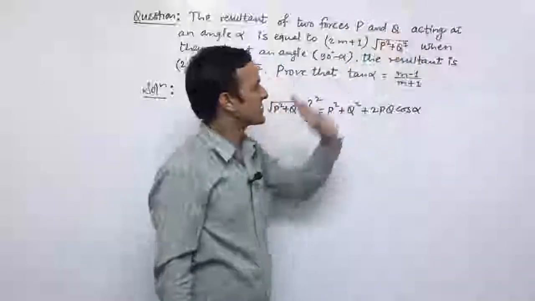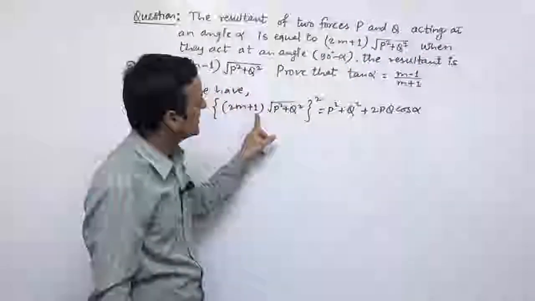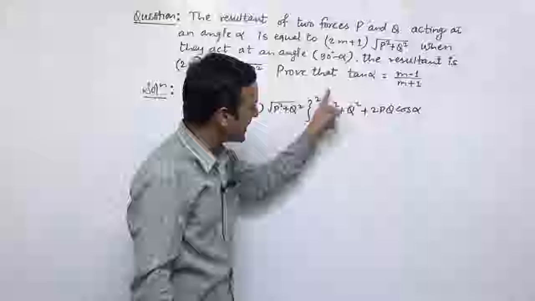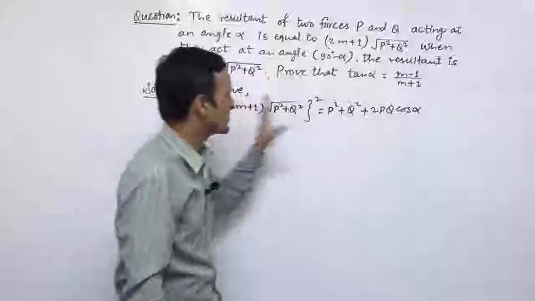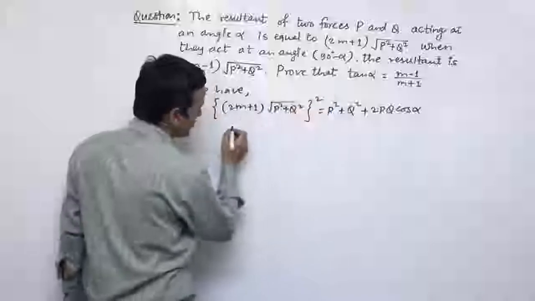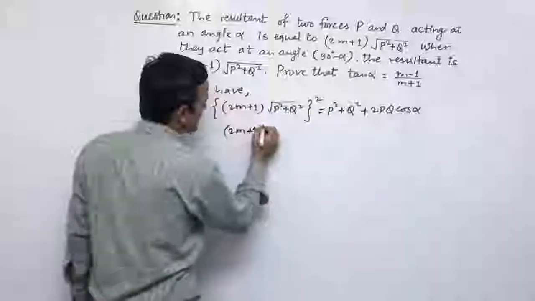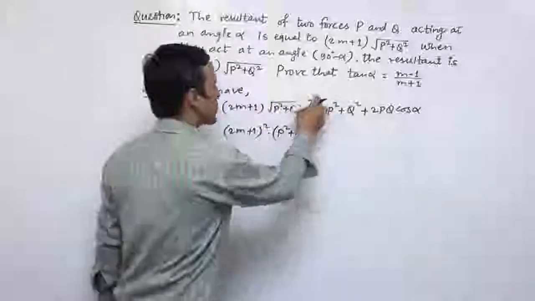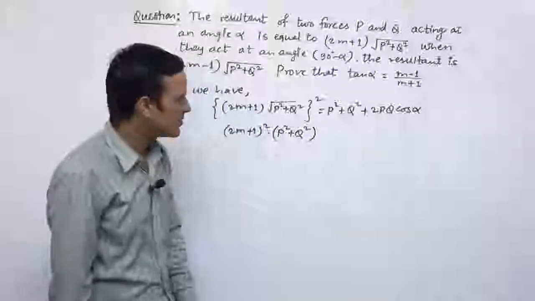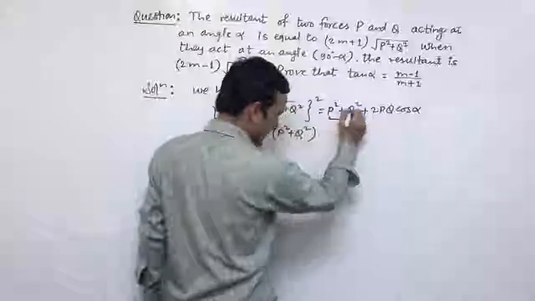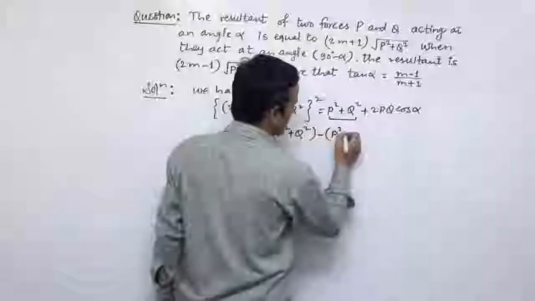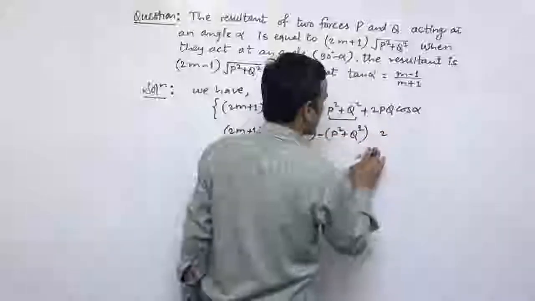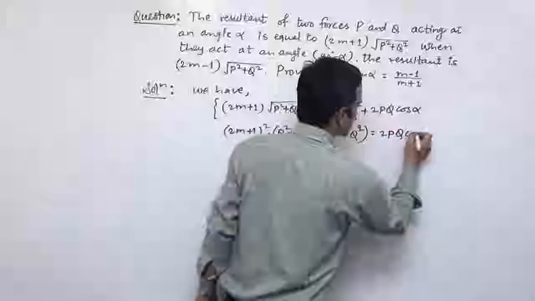Two forces P and Q are the same, but the resultant is different in our equation. According to our formula, it is r square equals p square plus q square plus 2pq cos alpha. So after squaring we get 2m plus 1 whole square times p square plus q square. From here, root squared, we get p square plus q square, and this p square plus q square we bring here with a minus sign, equal to 2pq cos alpha.